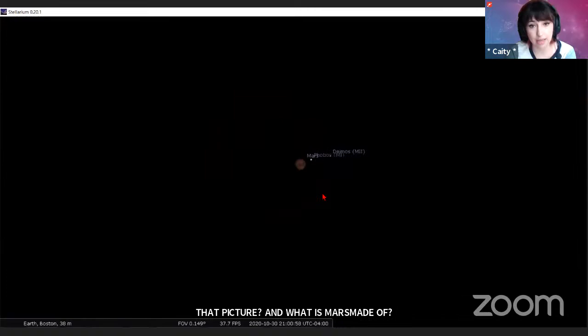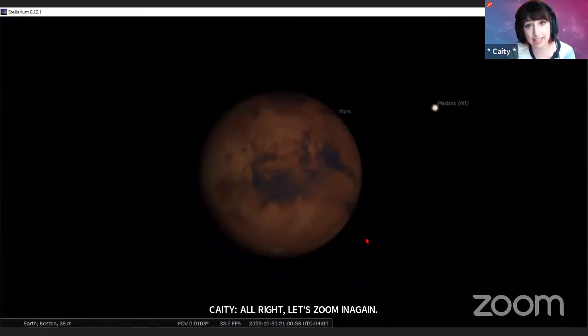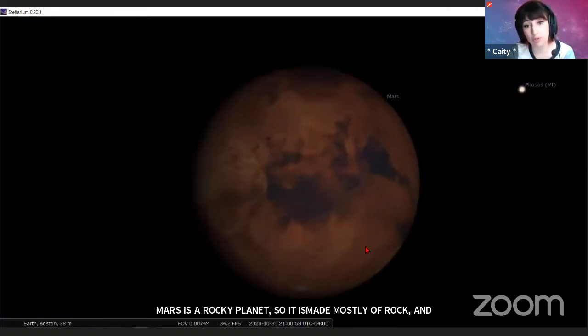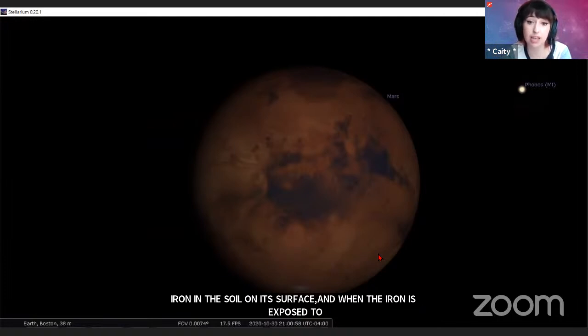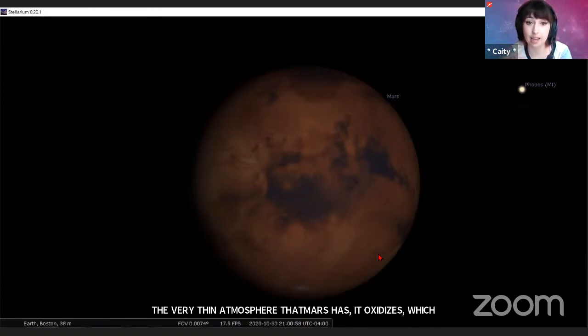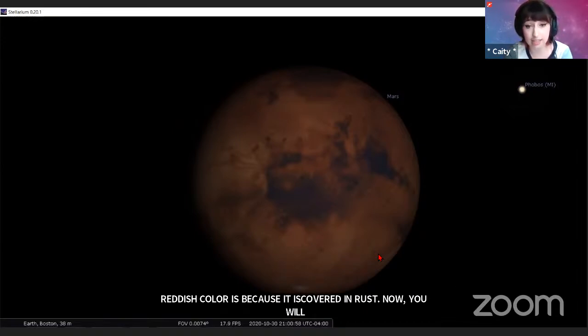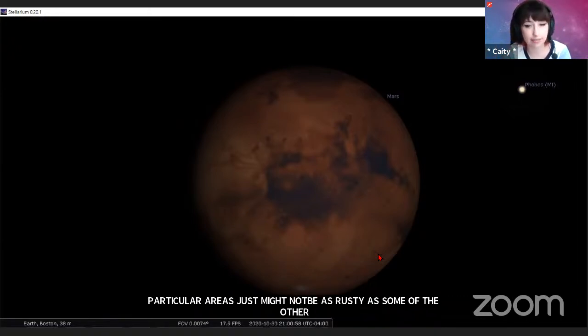It is made mostly of rock, and then its surface has a lot of dust and iron in the soil. And when the iron is exposed to the very, very thin atmosphere that Mars has, it oxidizes, which basically means it rusts. So the reason that Mars has its reddish color is because it's covered in rust. Now you'll see that there are some areas that are darker. Those particular areas just might not be as rusty as some of the other spots on Mars. It also means they might be lower in elevation, like a valley as opposed to a mountain or something like that.